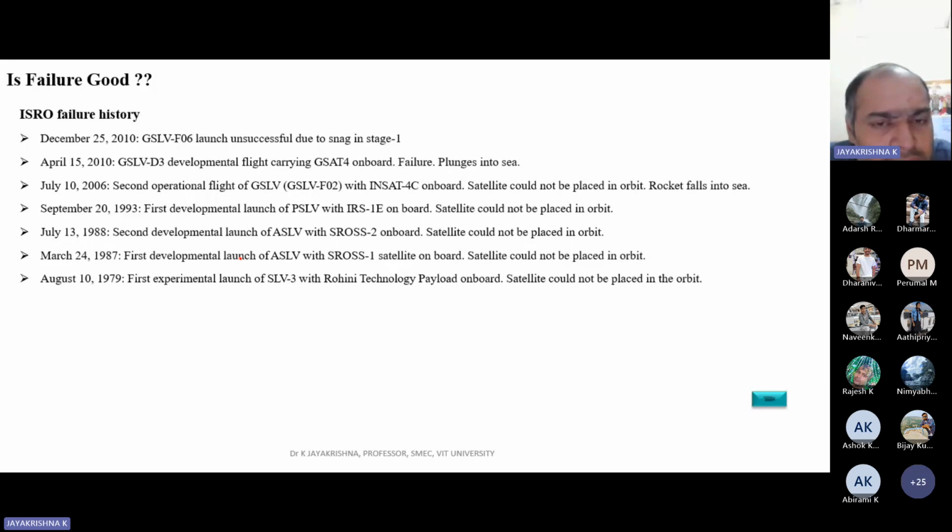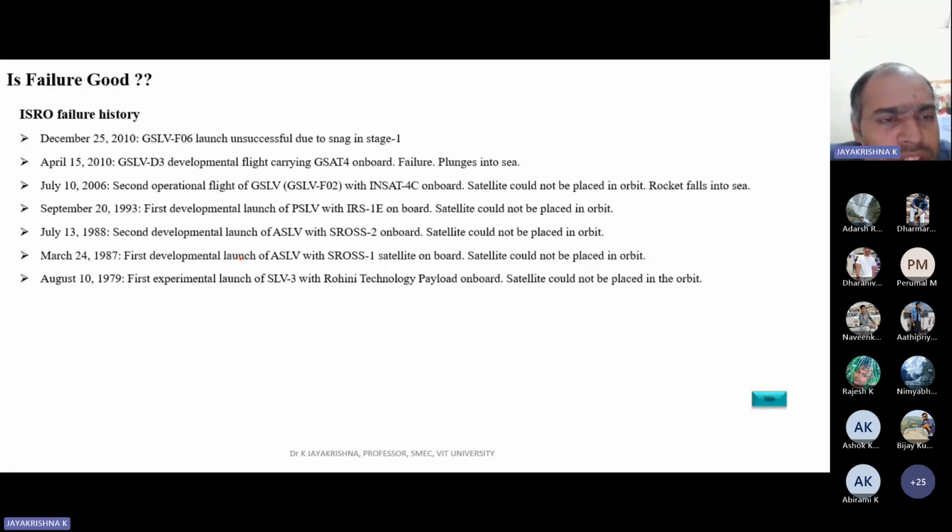But post 2010, what happened? You know, right? So now we are able to complete the moon mission Chandrayaan, and we are able to land on the south pole of the moon. Also, we have launched a satellite to study the sun itself. So that is the advantage of that.